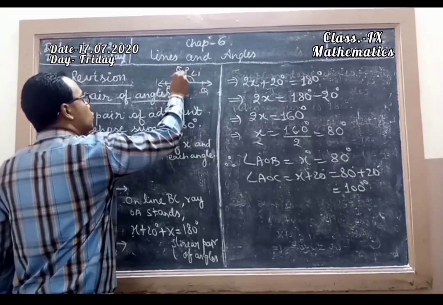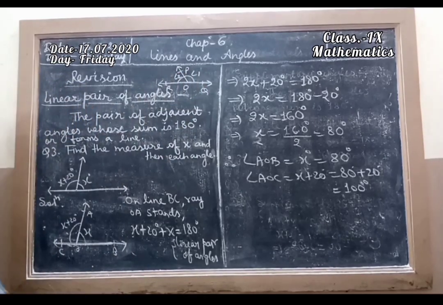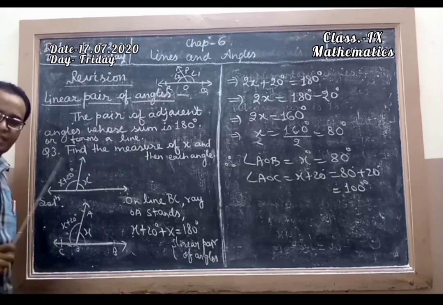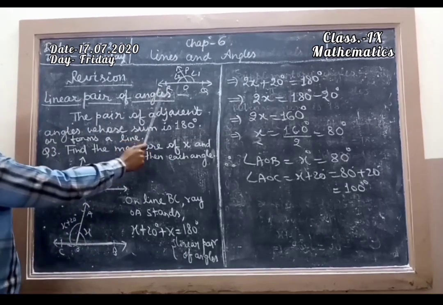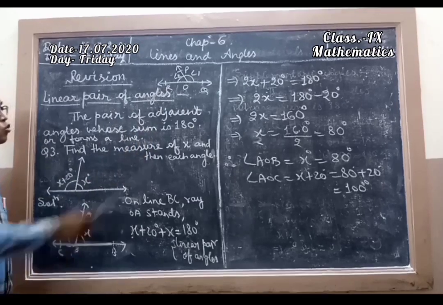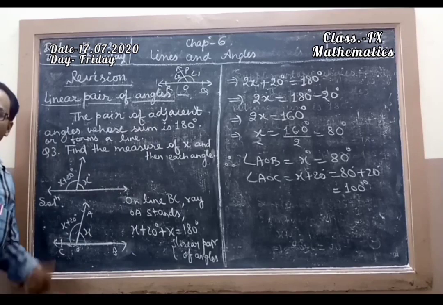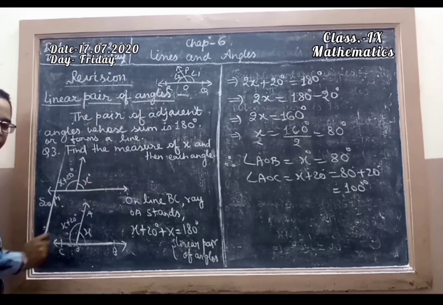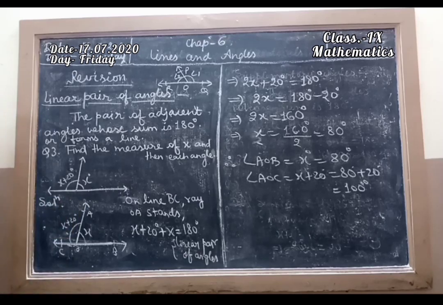Angle 1 and angle 2. Angle 1 plus angle 2 equals 180 degrees. Angles POQ and POR are adjacent angles and they form a line QR and their sum is 180 degrees. So angle 1 and angle 2 are a linear pair of angles. The pair of adjacent angles whose sum is 180 degrees or forms a line is called a linear pair of angles.